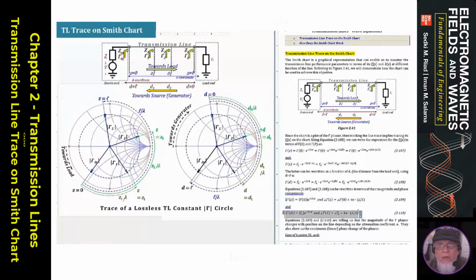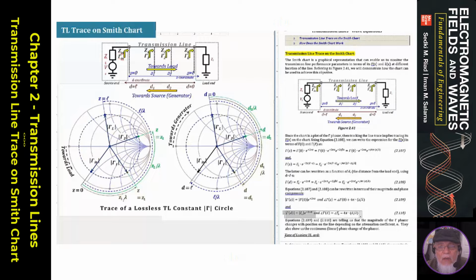One with the z and one with the d, and again the reason for the z or the d is whether you are moving towards the load. In this case here, you rather use a z. If you are moving towards the generator, you might rather use the d. Okay, here it is, moving towards the load, we would be using the z. If we're moving towards the generator, we'll be using the d.